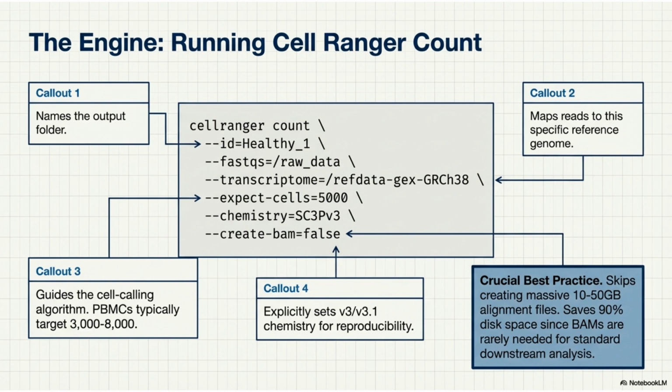Running cellranger count involves setting several key parameters. The ID names the output folder. Transcriptome maps reads to the reference genome. Expect cells guides the cell calling algorithm. A crucial best practice is setting create-bam equals false to save significant disk space.